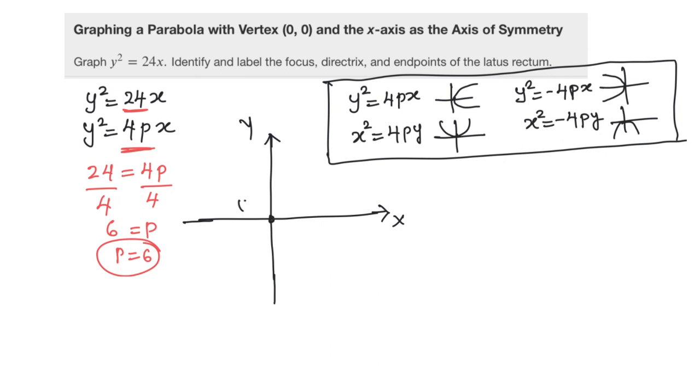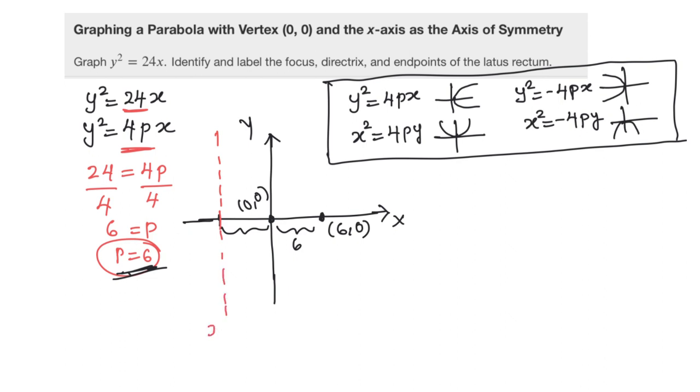Now graph this. Vertex is at 0, 0. It's a parabola opening to the right side. Focus is 6 units from the vertex. So 6 units from the vertex. This is 6 units. So the coordinate of the focus will be 6, 0. And the directrix will be 6 units on the other side. So the directrix is a vertical line through that. Use a dashed line to represent the directrix.